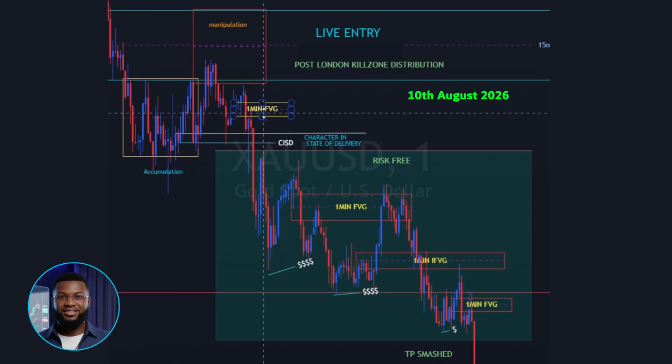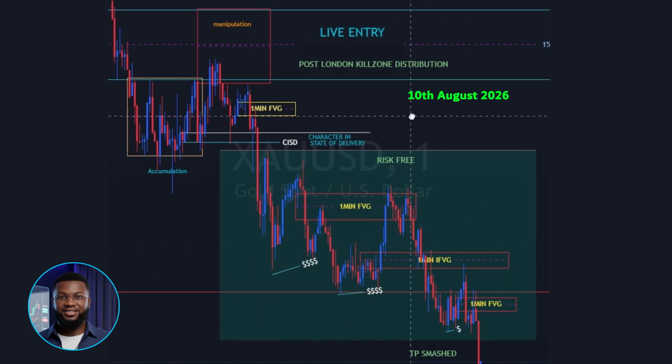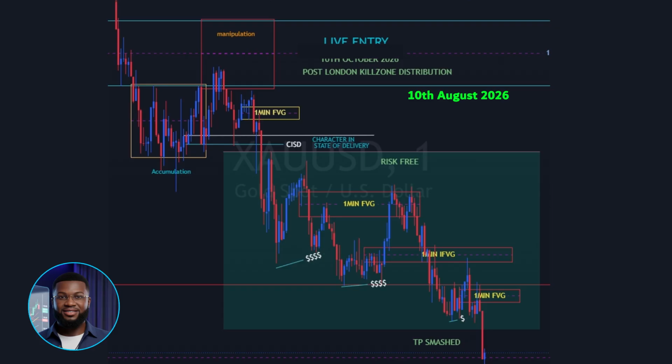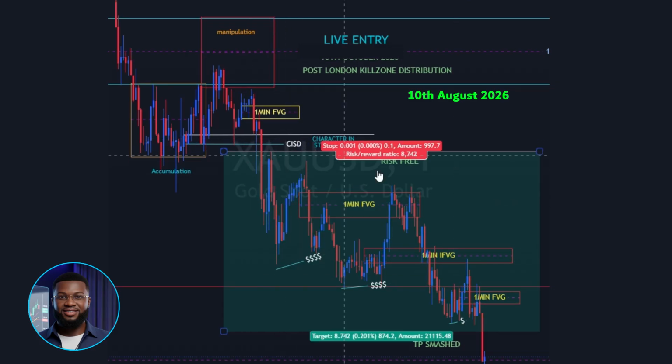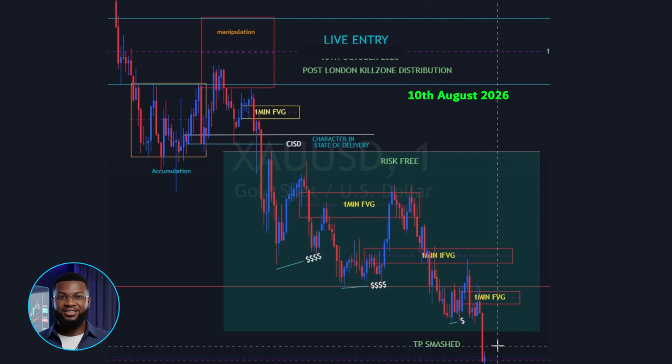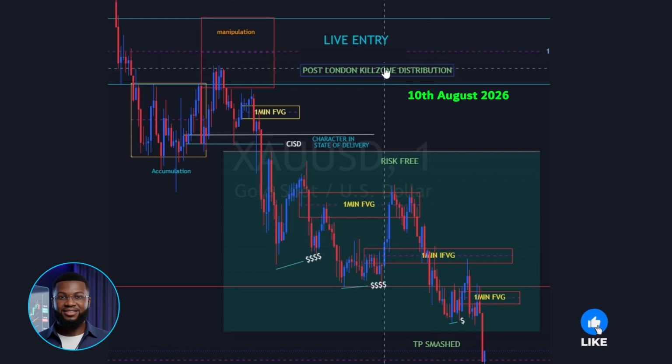And we caught it from the beginning of the distribution to the end of the distribution we are looking at. You see, so this is the Fate Trader. So remember, this is a live trade. We got this trade from a post-landing kill zone distribution on the 10th of August. Sorry, August, not October. All right. So that's the change. So this is a 10th of August entry.